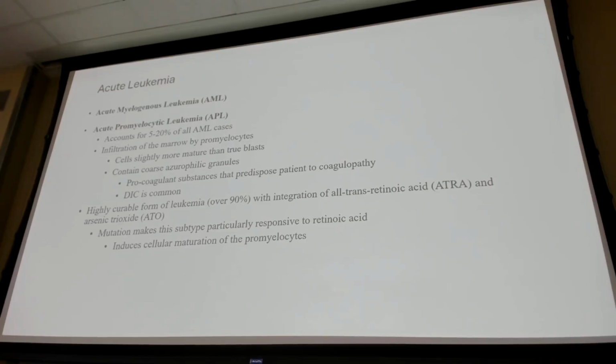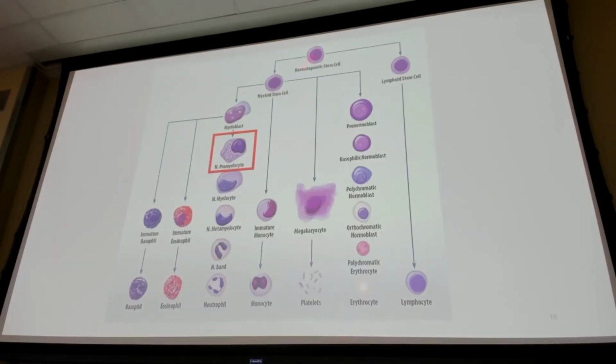So APL, acute promyelocytic leukemia, is that stage in maturation just beyond the blast. Again, there's your myeloblast, there's your promyelocyte. So it's a lot closer to being immature than you would say closer to the mature. It exhibits symptoms consistent with an acute myelogenous leukemia. Okay. Any questions on that?